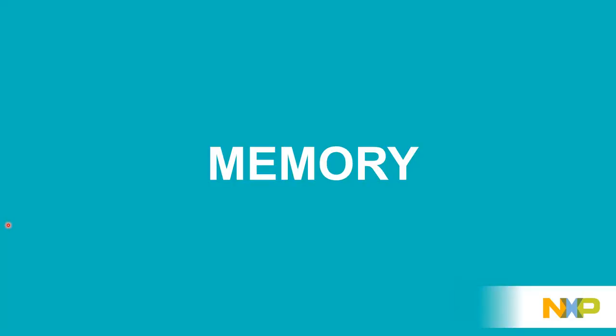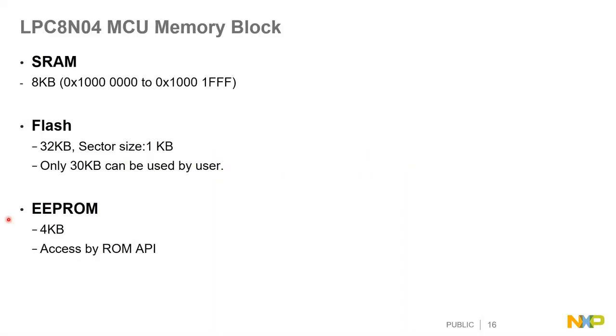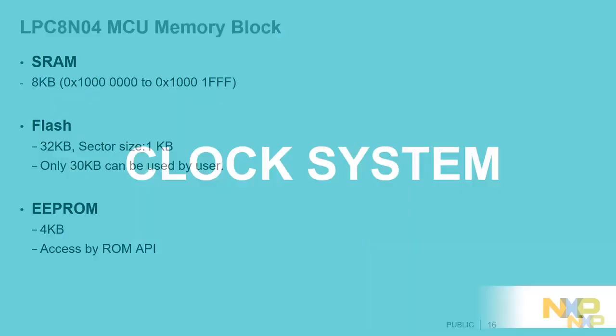Right now we will go through the memory part. The memory part is divided into 3 parts. The main one, the flash part, which is 32 kilobytes, but keep in mind that only 30 kilobytes can be used. EEPROM, which is connected to NFC also directly, which has got 4 kilobytes, and SRAM part, which is 8 kilobytes.